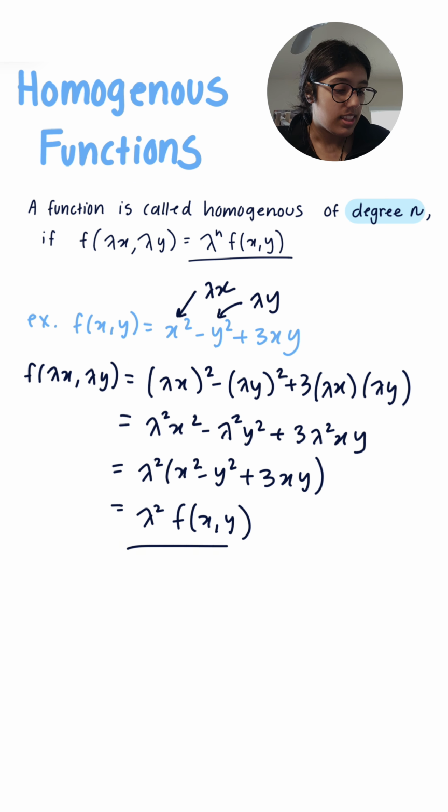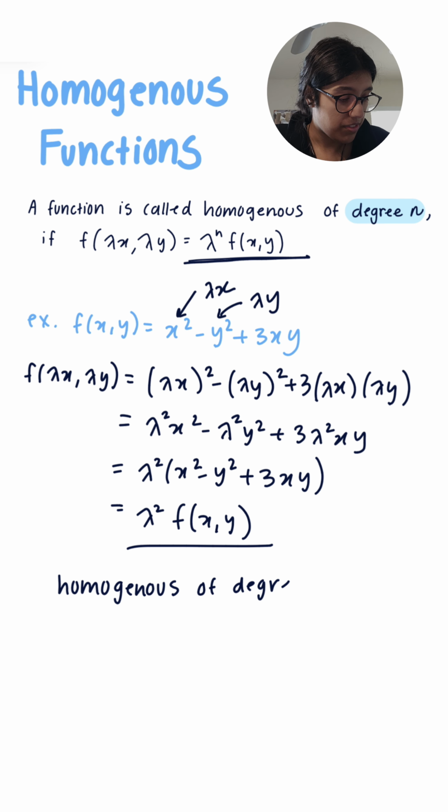And just like that, this is in the form of the definition, so we can say that this is a homogeneous function. But we don't stop right there. We need to know what degree this homogeneous function is in. So this is a homogeneous function of degree n, and n in this case is 2 because that's the power of lambda. So homogeneous of degree 2. And that is pretty much an overview of how you find homogeneous functions, as well as an example.